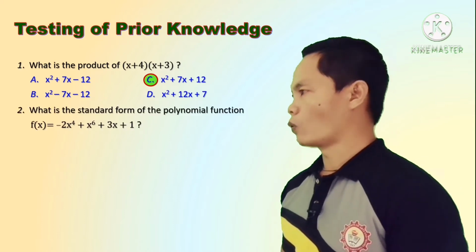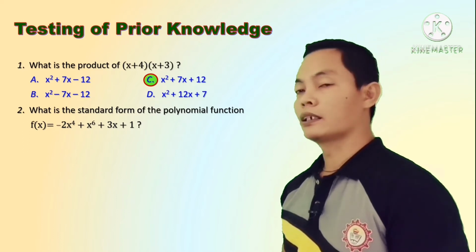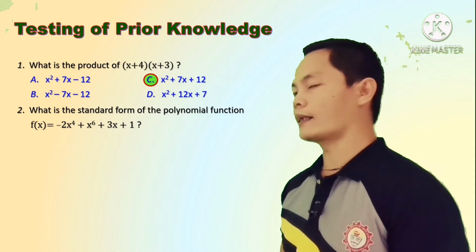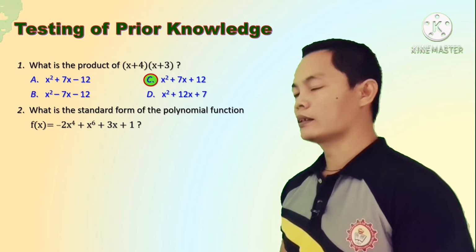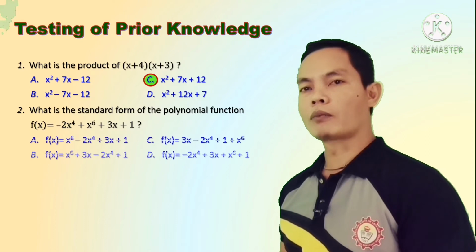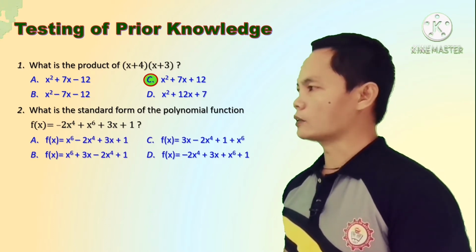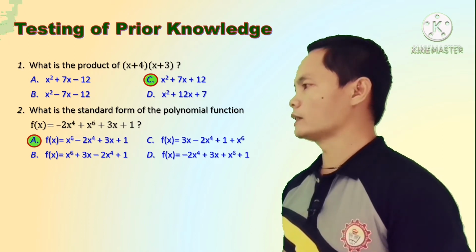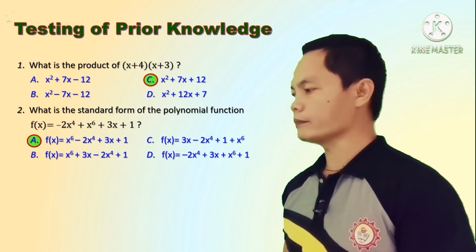Number 2. What is the standard form of the polynomial function f of x equals negative 2x to the 4th power plus x to the 6th power plus 3x plus 1? In this polynomial function, all you have to do is rearrange from highest degree to the lowest or constant term. The answer for this is letter A. f of x equals x to the 6th power minus 2x to the 4th plus 3x plus 1.